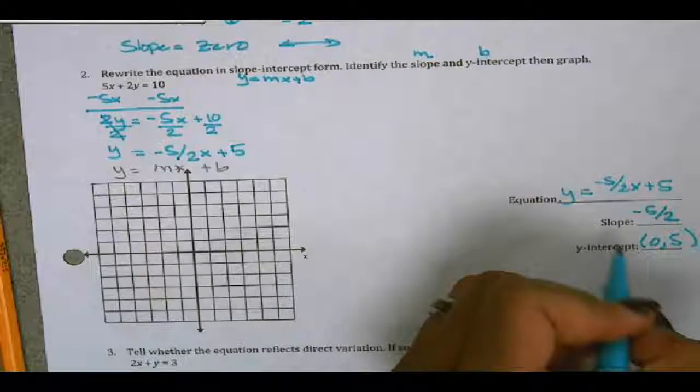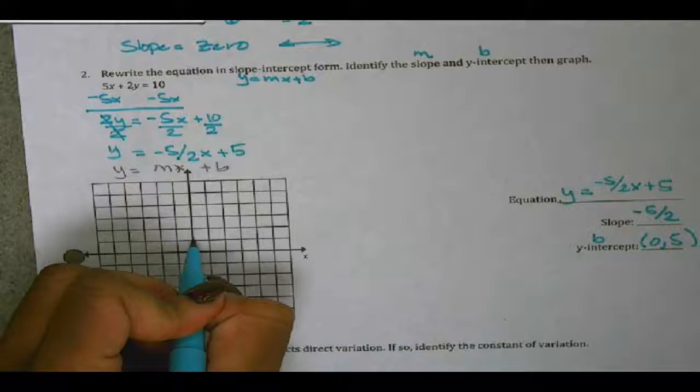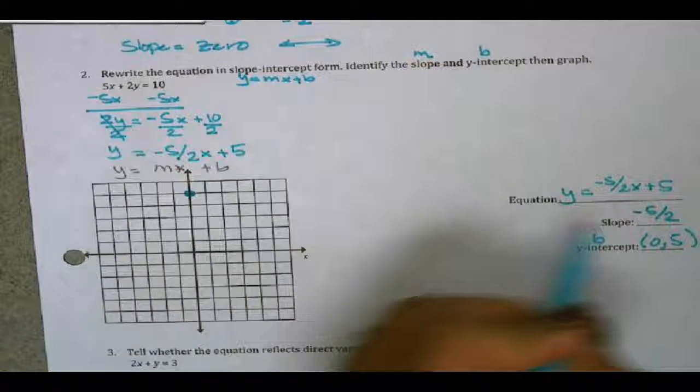Perfect. So the y-intercept, we know it as b. And b is where I will always begin. So 1, 2, 3, 4, 5. And then my slope tells me where to go.